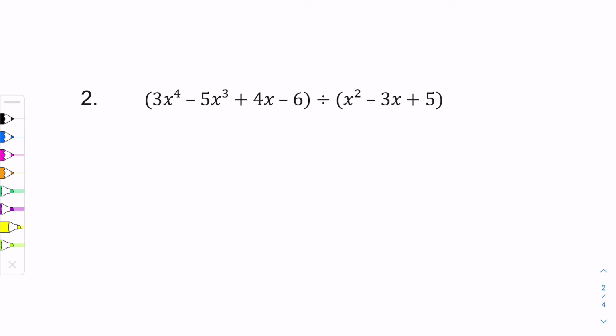Number 2 looks a bit more difficult. We have 3x to the fourth minus 5x cubed plus 4x minus 6 divided by x squared minus 3x plus 5. So before we start, check your standard form. Exponent of 4, 3. We are missing our value of x squared. Then we have our exponent of 1 and then 0.